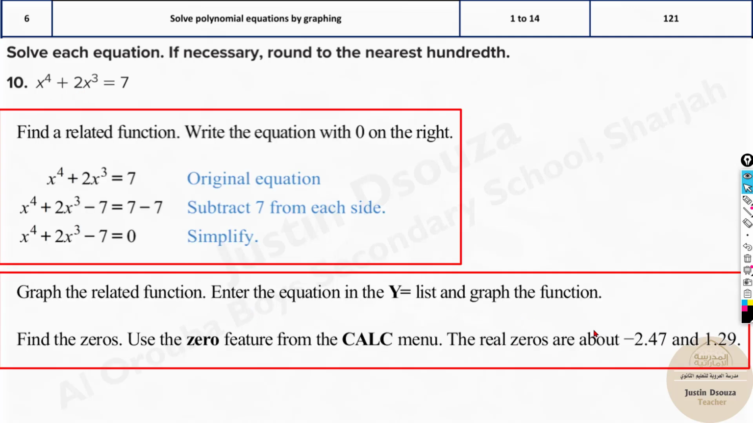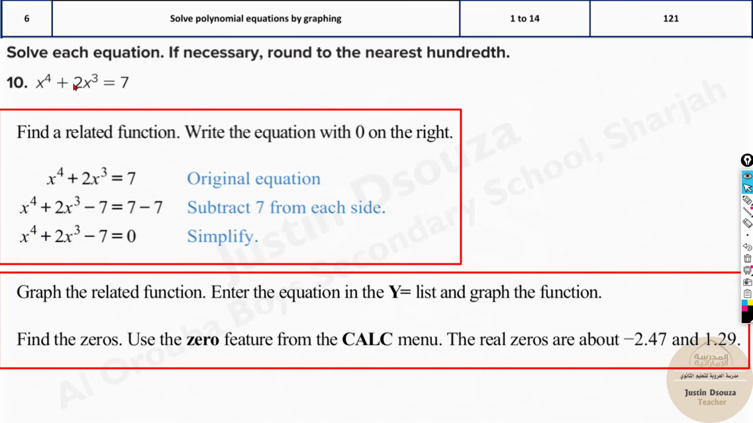What is the x value? Substitute the x value on both the sides and it must be equal to 7, and that's how we get the answer. Please go back in the video. We have done such problems. Only when you put negative 2.47 or 1.29, the right side will be equal to 7.